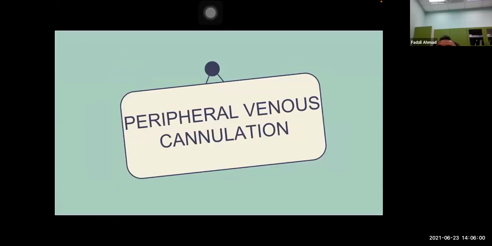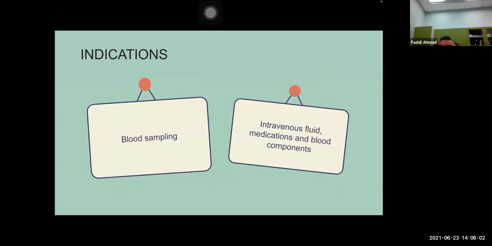So for the peripheral venous cannulation, the indication firstly is for blood sampling and also intravenous fluid medication and also administering blood components.